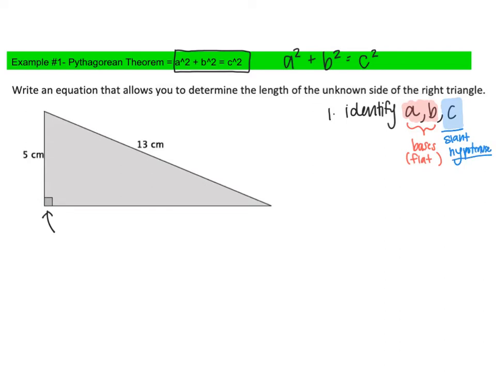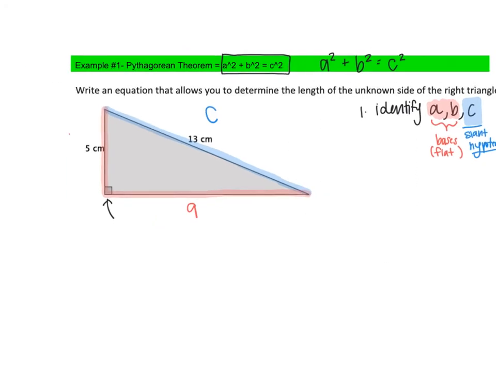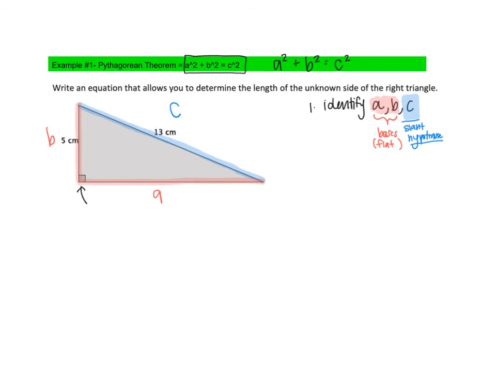So in this case, I can see that the slant is this line right here. So this side is going to be my C side. And then the other two sides are my bases, right? They're the straight lines. And it doesn't matter which one you call A and which one you call B. Just know that one of these is an A, one of these is a B. All right? So that's the first step. The second step is to set up our equation.